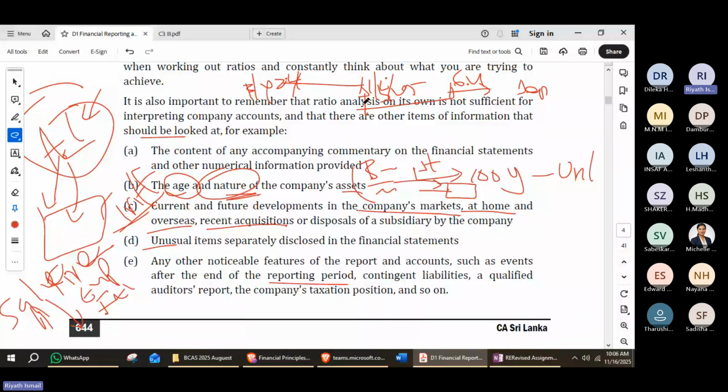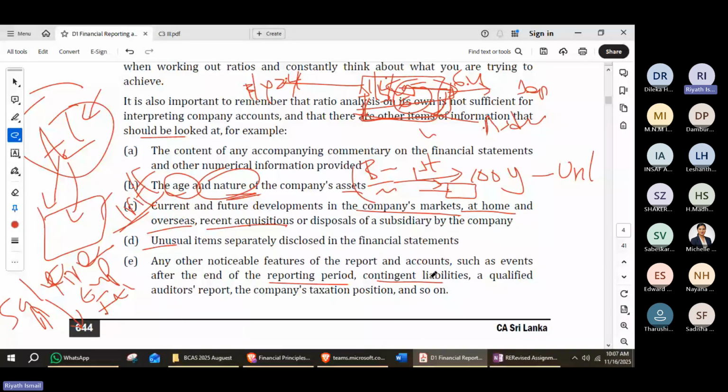So within this gap, something may happen. This 6 months is given for audit and other verifications, right? Finalizing the final accounts. Within 6 months, something may happen, right? Sometimes mergers and acquisitions and other things may happen. That also has to be considered.